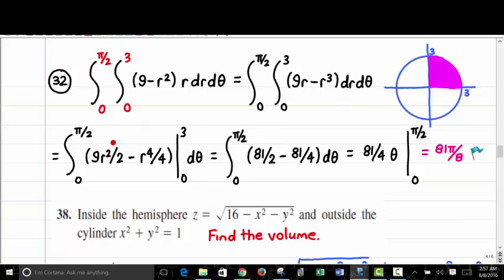I used the power rule and got both these antiderivatives, put in 3 and 0, and I get 81 over 2 minus 81 over 4, which is just 81 over 4. The antiderivative of d theta is theta. We're going from 0 to pi over 2 because we're in the first quadrant. So basically it's 81 over 4 times pi over 2. That gives us 81 pi divided by 8.